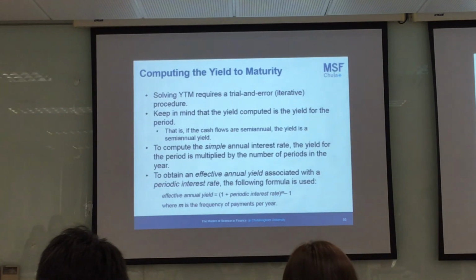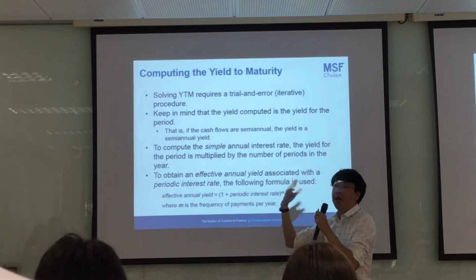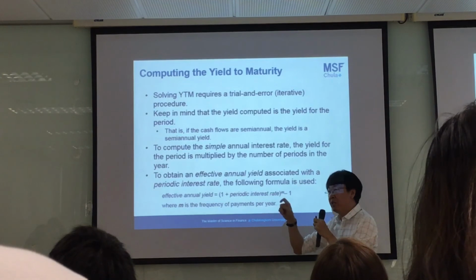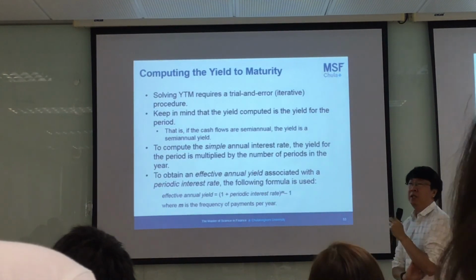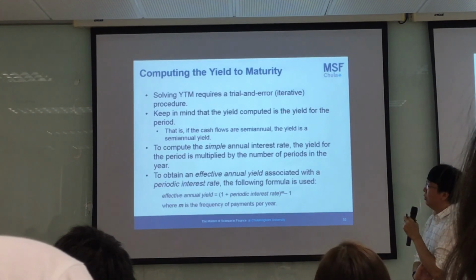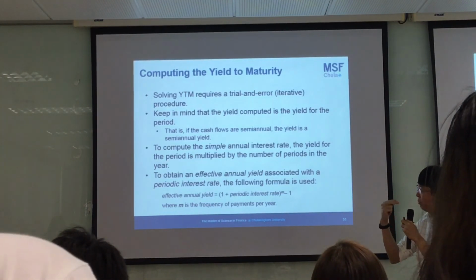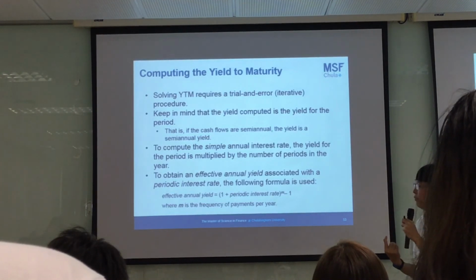So there are 2 ways that you can do it. You can do the simple annual yield by just multiplying by the number of periods that the bond pays the coupon in each year. So in the case of a bond that pays the coupon every 6 months, once you compute the yield, it's the yield per 6 months. You can simply multiply by 2 to get the annual yield to maturity.